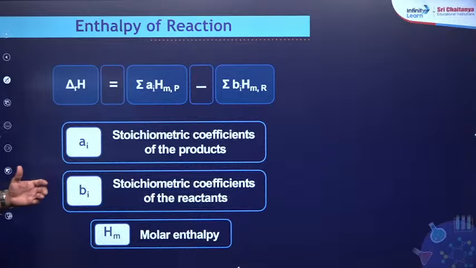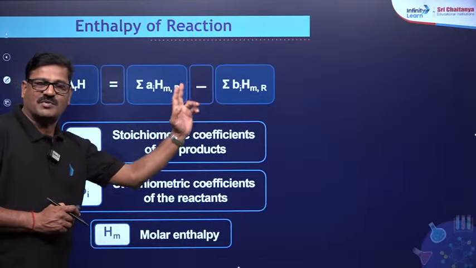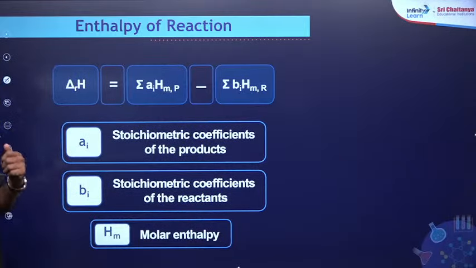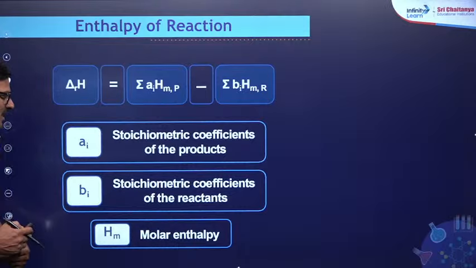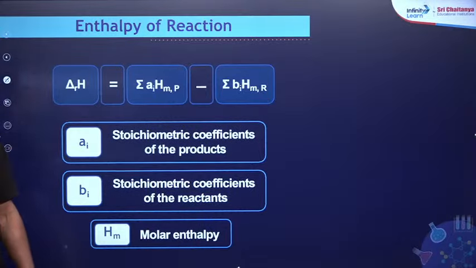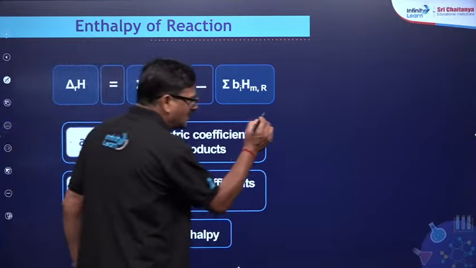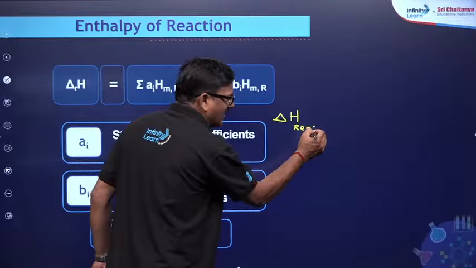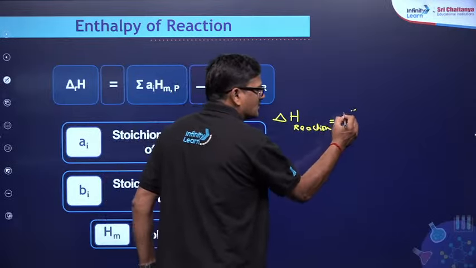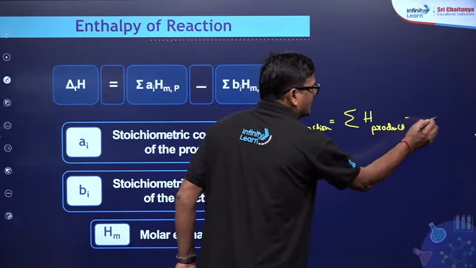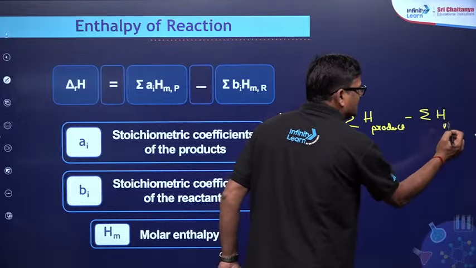So let us talk about enthalpy of reaction that can be calculated as the difference between the enthalpy of the products minus the sum of the enthalpy of the reactants. In this, stoichiometric coefficients and the molar enthalpies are taken into consideration. Looking a little clumsy, so let us not consider that clumsy part. If you feel it is so clumsy, you can say enthalpy of reaction is equal to sum of the enthalpy of the product minus sum of the enthalpy of the reactant.